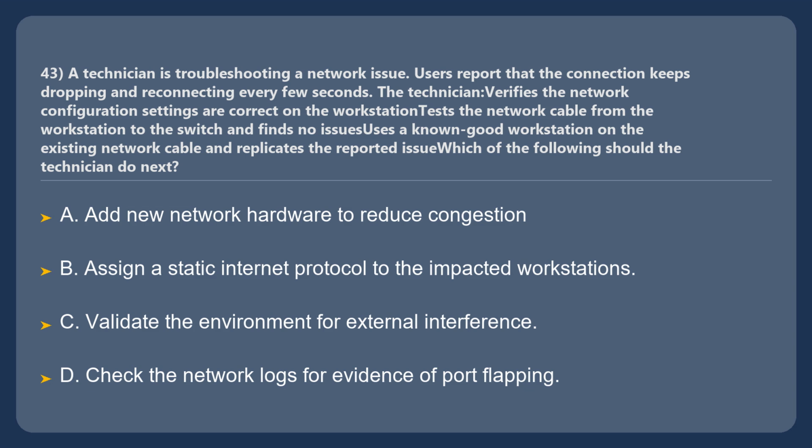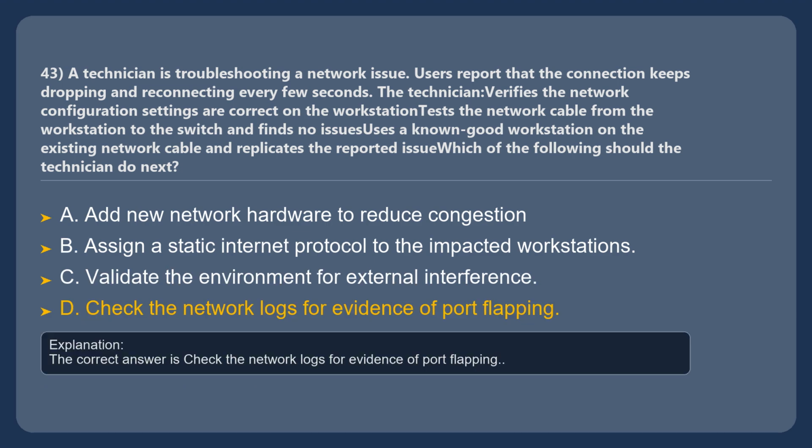Option A, add new network hardware to reduce congestion. Option B, assign a static internet protocol to the impacted workstations. Option C, validate the environment for external interference. Option D, check the network logs for evidence of port flapping. The correct answer is option D. Check the network logs for evidence of port flapping.